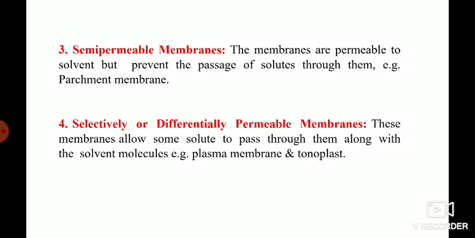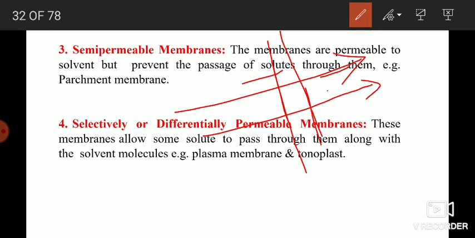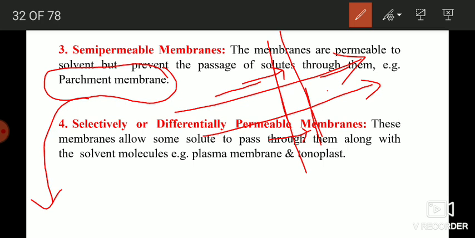The third type is semi-permeable membrane. These membranes are permeable to solvent but prevent the passage of solutes through them. An example is parchment membrane. Solvent can easily go through these membranes, but they stop the solute molecules from passing through. Such membranes are known as semi-permeable membranes, and the best example is parchment membrane, which is actually the paper produced from untanned skin of animals.